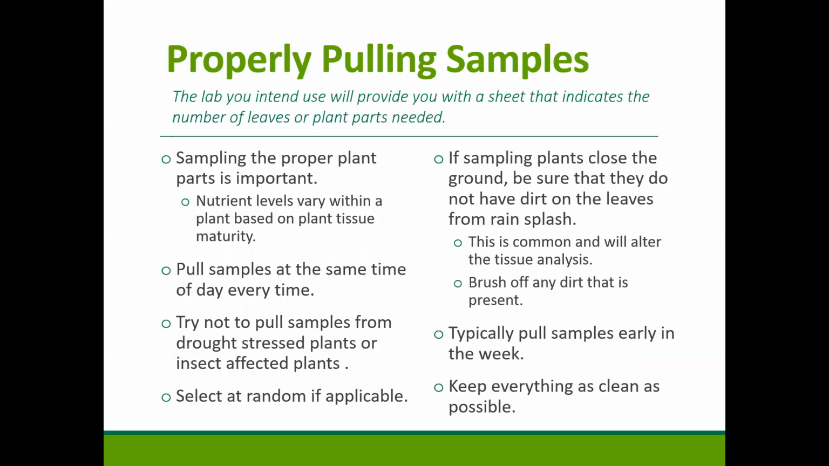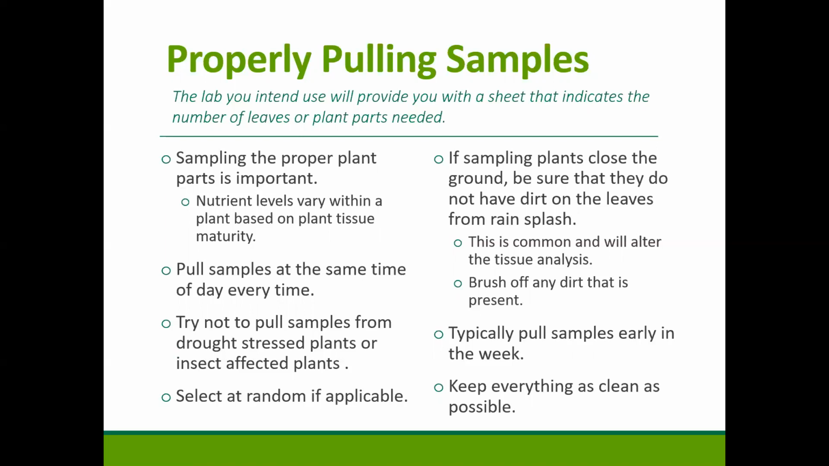So properly pulling samples, this is important. Whatever lab you use, they will provide you, or should provide you, with a sheet that will indicate how to pull the samples, and also the number of leaves or plant parts that they want, and the maturity of the plant parts that they want. So these are some important key pointers here. You need to pull and sample the proper plant parts because the lab is going to analyze them based on the assumption that you pulled the parts they want.